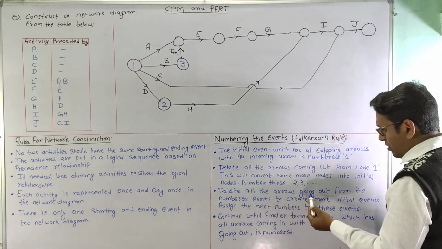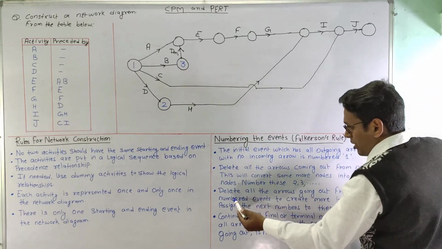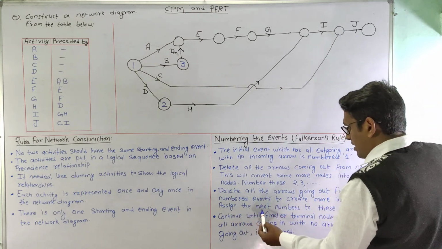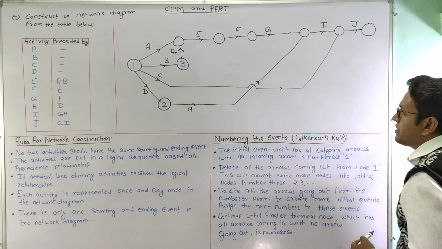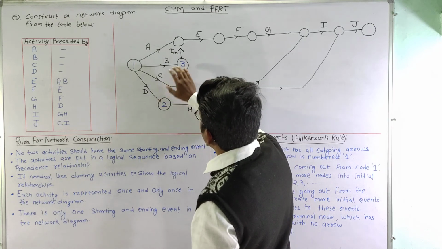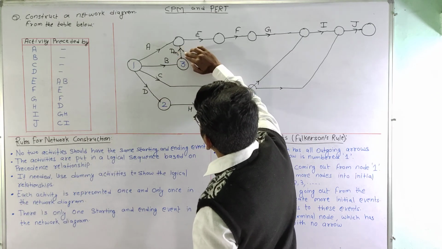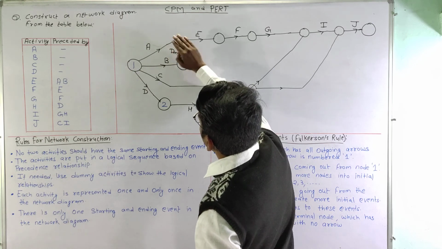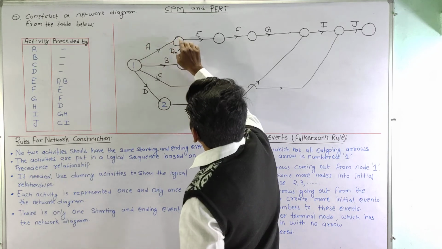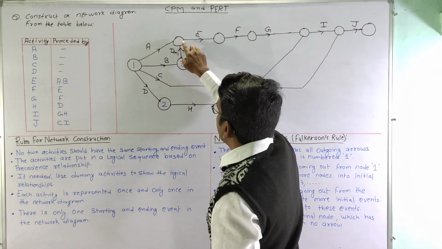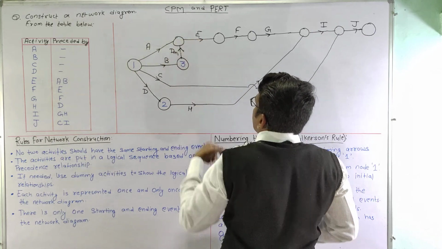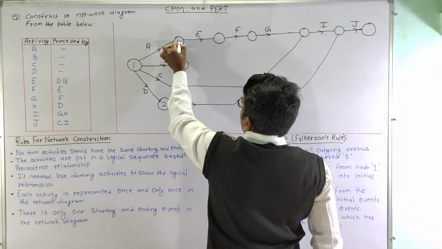Delete all the arrows going out from the numbered events to create more initial events. Assign the next numbers to these events. So we will continuously do this: after 3 we will delete the outgoing arrow, that means we will delete the dummy arrow, and activity A has already been assumed as deleted, so from this event only outgoing arrows can be seen, and this can be termed as number 4.